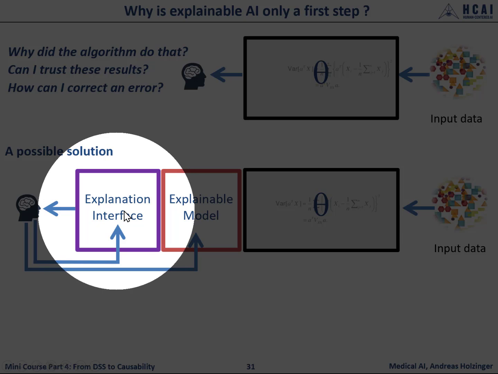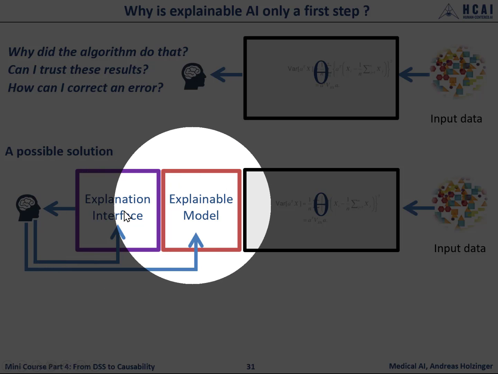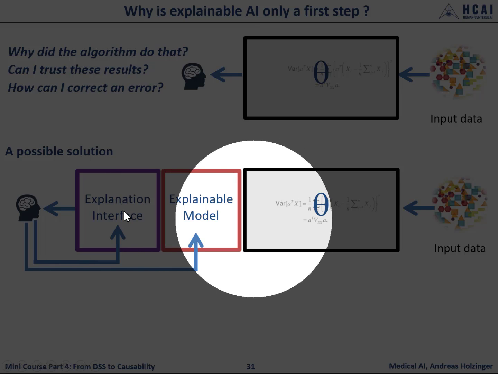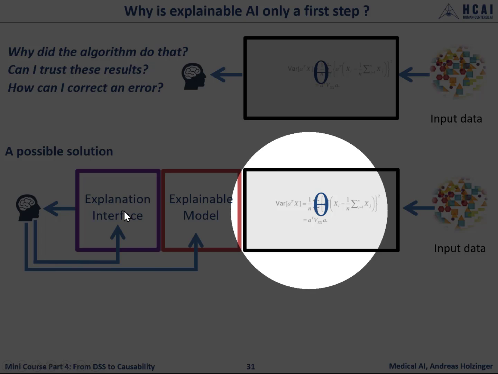So how, and this is an open question, how should future human-AI interfaces look? This must surely be explanation interfaces. We need human-AI interfaces which allow us to ask questions, as we have learned before, such as the what-if question, and this allows us to query our explainable model. Then you have the idea that you can make the black box model still transparent.